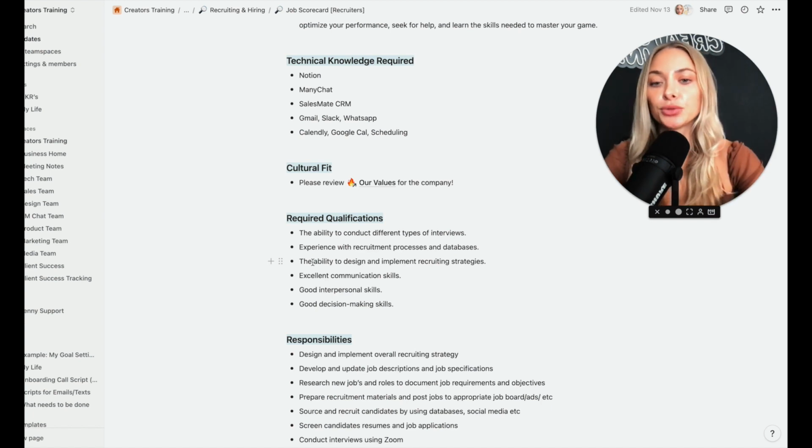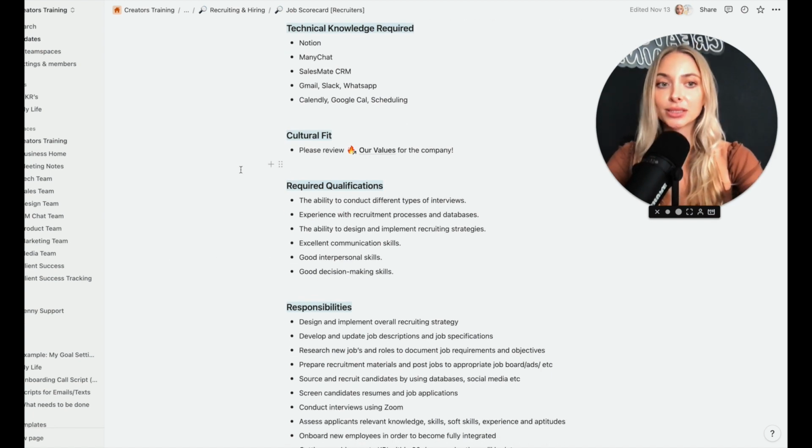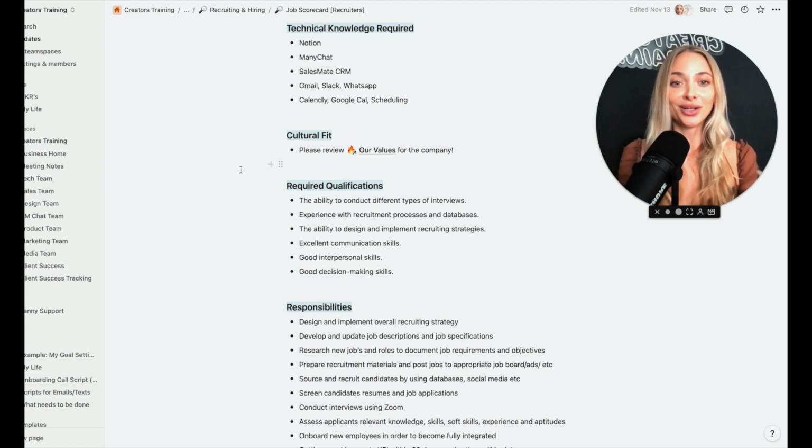Next thing would be to outline the cultural fit, because mostly when you hire people, they want to make sure they are in a great environment that they enjoy, and you obviously want to enjoy working with the people that you're going to be working with for the rest of your life, probably. So it's super important that there is a cultural value match.